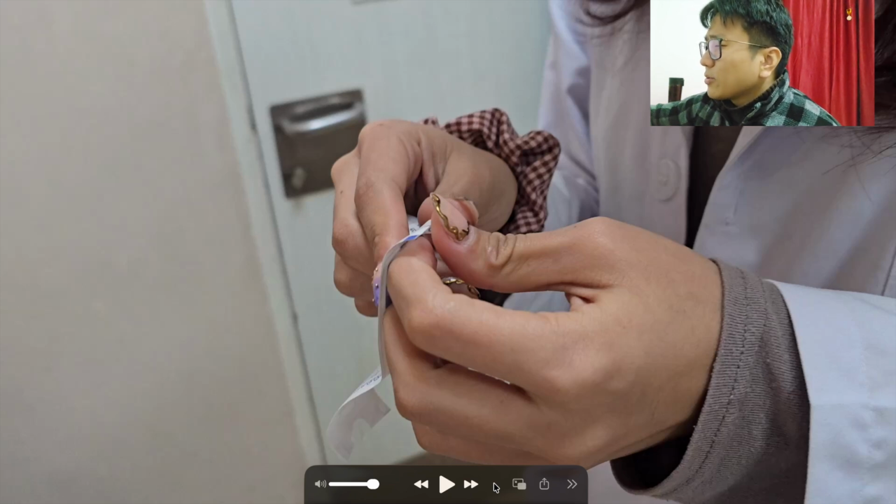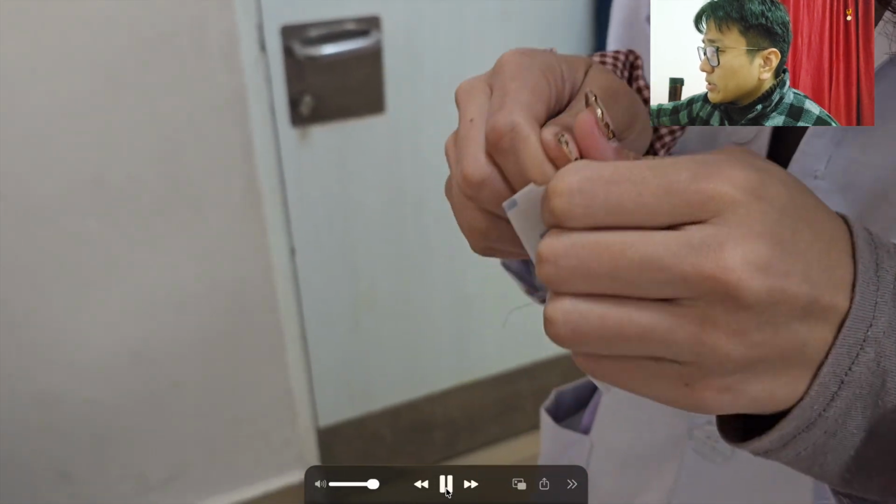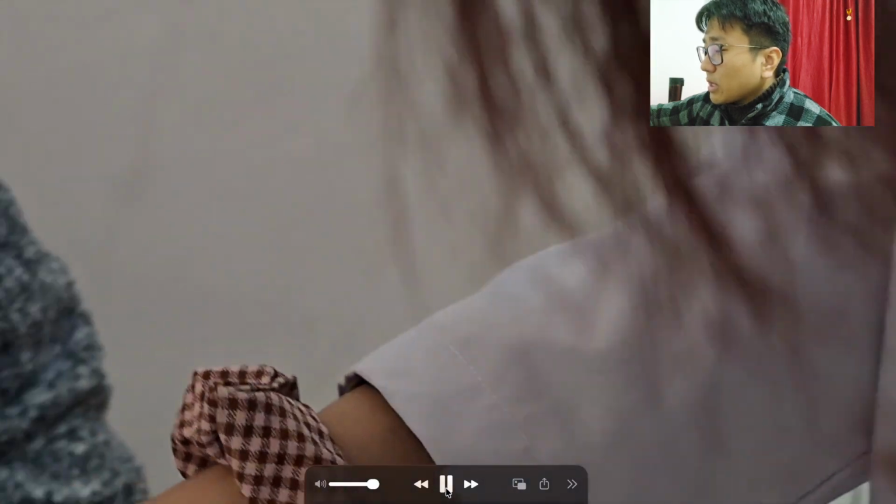And till now, there is no gold standard test for dry eye, and this is one of the easiest ways to make out whether the patient has dry eye or not. Usually we have a strip of filter paper which is calibrated into millimeters, and the filter paper we have to use in both eyes.